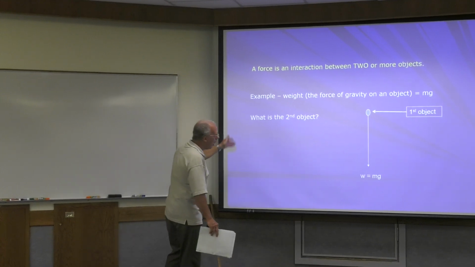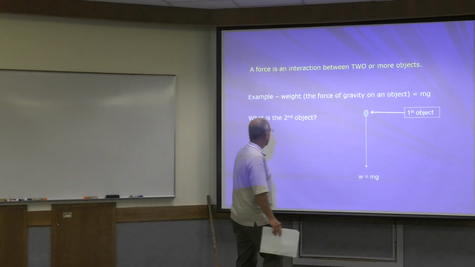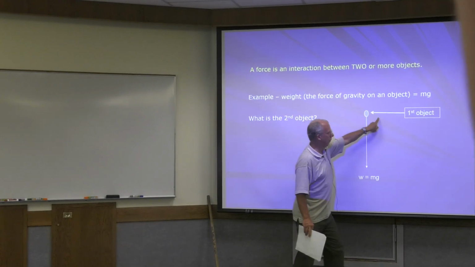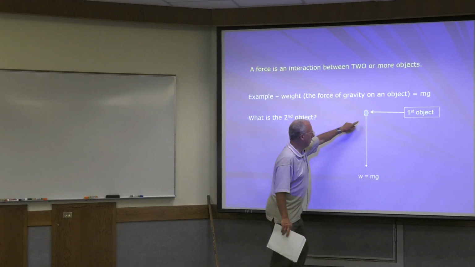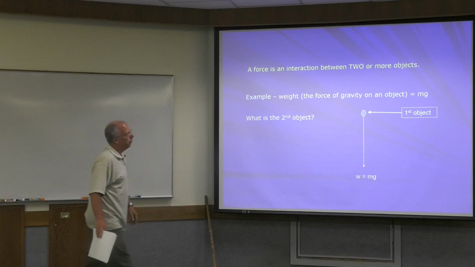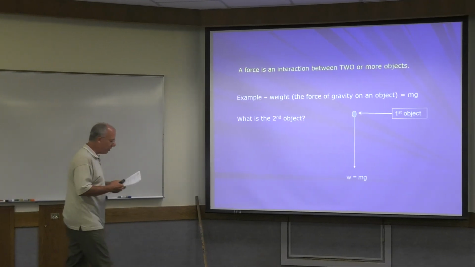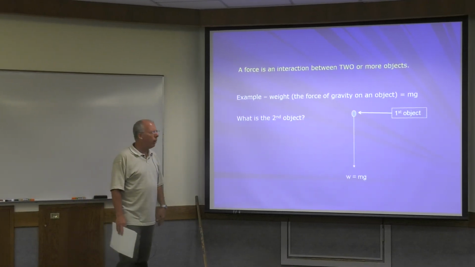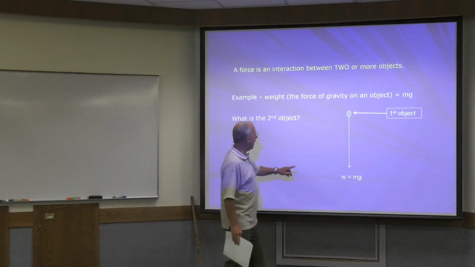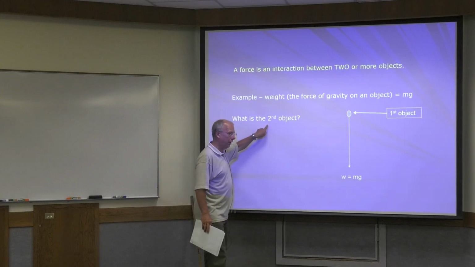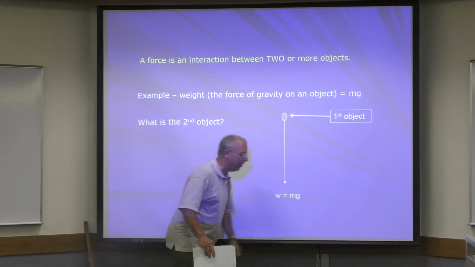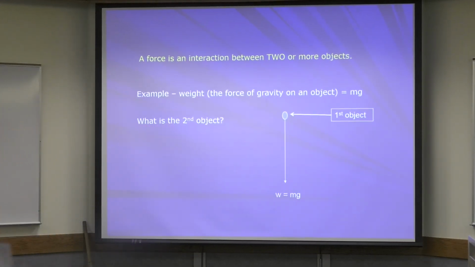All right, so here is an object, right? First object. And the weight is mg. Now, a force is an interaction between two or more objects. So what's the second object? Well, what's exerting this force of gravity? Earth. So the second object is the Earth, right? The Earth's gravitational force is pulling down on this object. That's all there is to it.